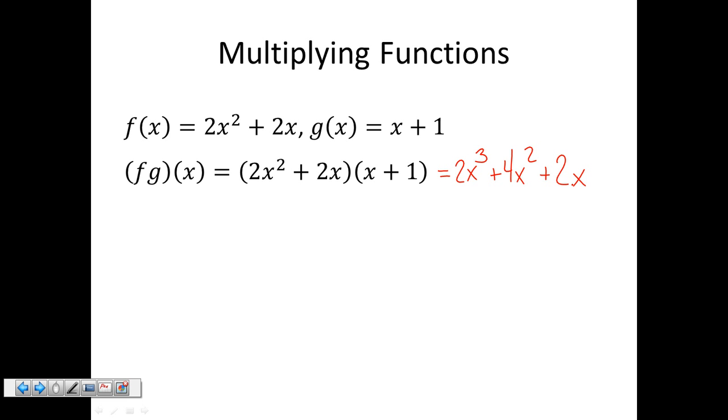You've done all of this stuff before. We've multiplied polynomials before. We're just putting some new notation in front of it, this f times g of x. That's really the new part here.